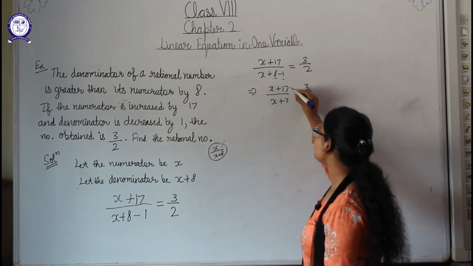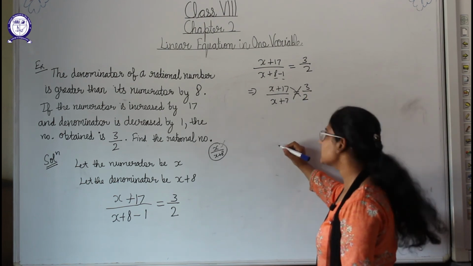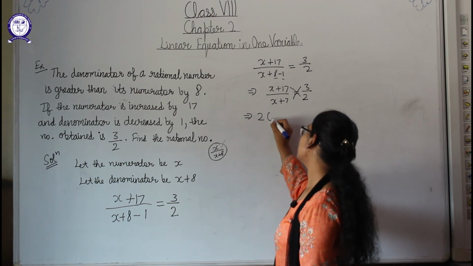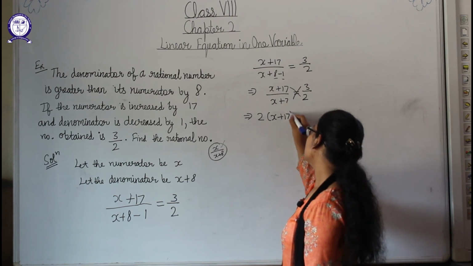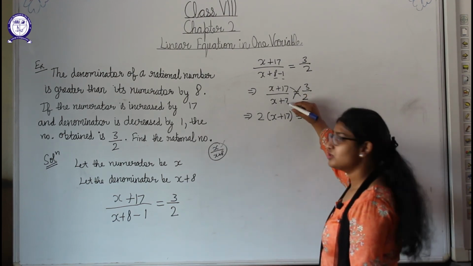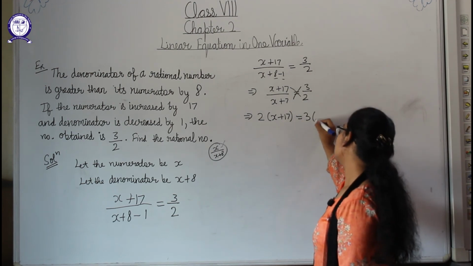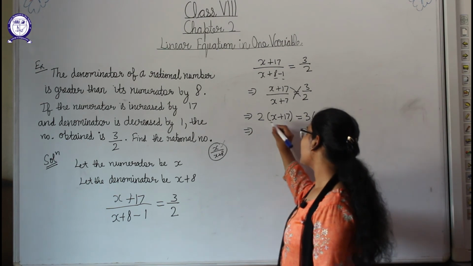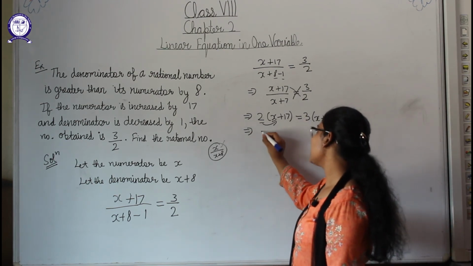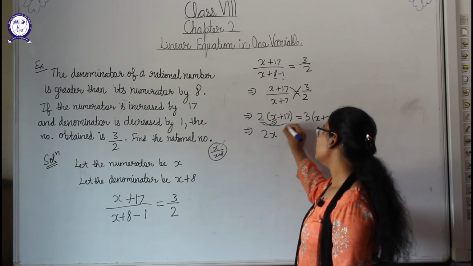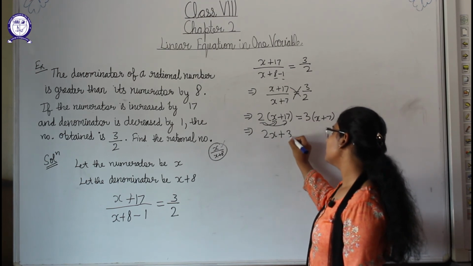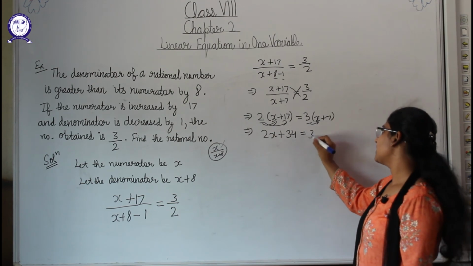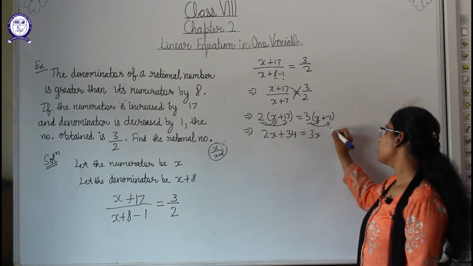Now students, we have to do the cross multiplication. So 2 will be multiplied with it. We get 2 into (x plus 17) equals 3 into (x plus 7). Now we have to solve the bracket part. 2 multiplied with x gives 2x, 2 multiplied with 17 gives 34. Now 3 multiplied with x gives 3x, and 3 multiplied with 7 gives 21.